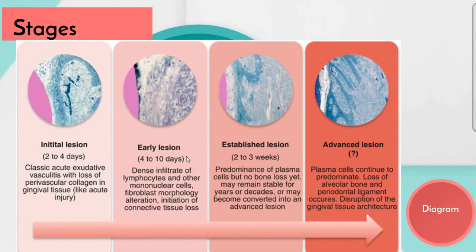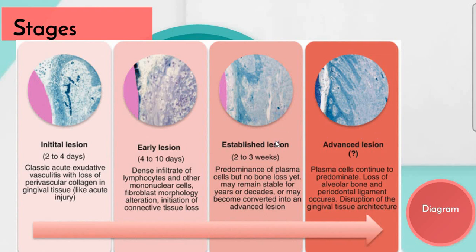So after this lesion, the established one or stage 3 gingivitis, you may shift to another, aggressive and final stage of gingivitis, which is the advanced lesion, which if not treated may lead to progression to periodontitis. So the advanced lesion is stage 4 gingivitis. The lesion here extends into the alveolar bone and is known as the phase of periodontal destruction.